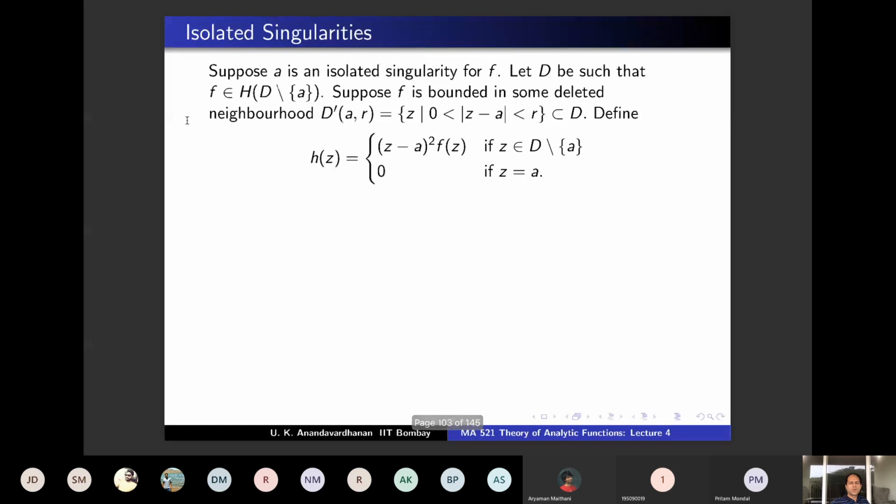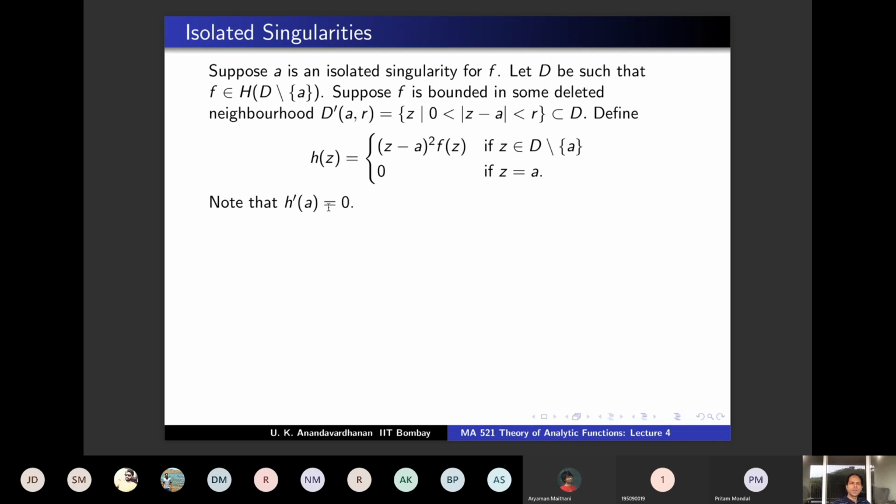So how does one go about that? What you do is, it's a small trick. You define this function h of z. In D minus A, you know that f is holomorphic, and there you define it as z minus A whole square times f of z, and at z equal to A, you define it to be 0. Okay, you consider this function h of z. Now what can you say about h of z? You can see that this is a differentiable function. Of course, everywhere other than A it is differentiable because both these are differentiable. At A also you can check differentiability. That's why I put the 2 here to make sure that it is differentiable.